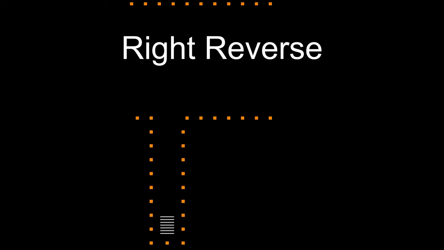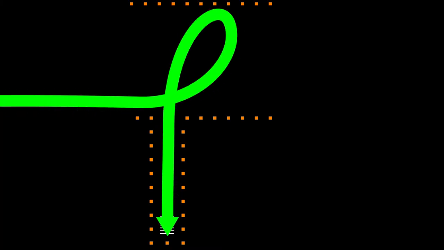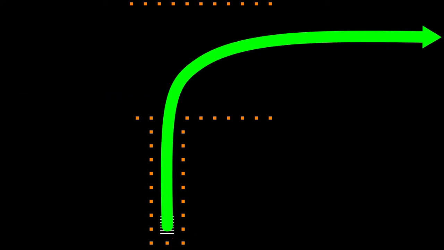This is the right reverse. You'll need to back your bus into the narrow corridor like this, bringing your rear bumper to within 3 feet of the rear cone, and then pull forward and out to the right.